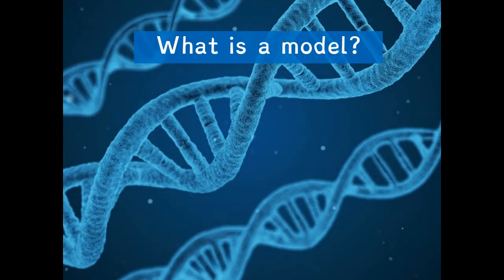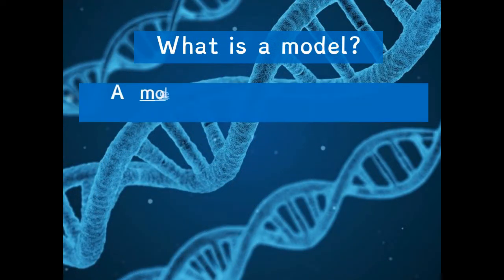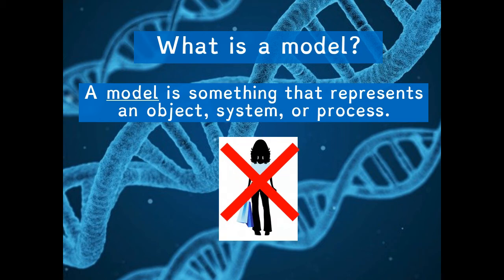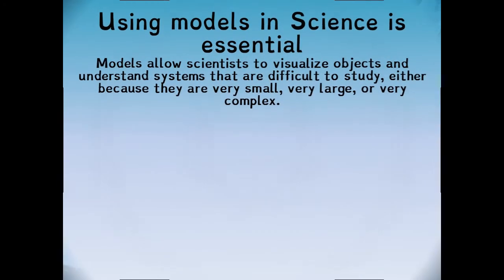What is a model in science? Well, a model is something that represents an object, system, or process. It's not that person that walks down the runway showing off the latest in fashion. Sorry, guys. Using models in science is essential.